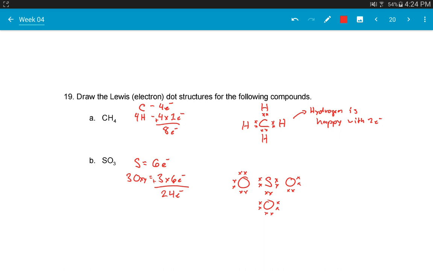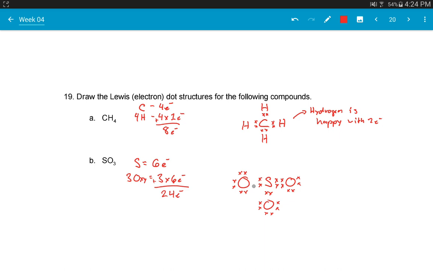If I move that lone pair between the sulfur and the oxygen, they now count for both atoms, making the oxygen happy with a completely full octet of 4 shared electrons and 4 electrons within lone pairs. And this would be our final answer.